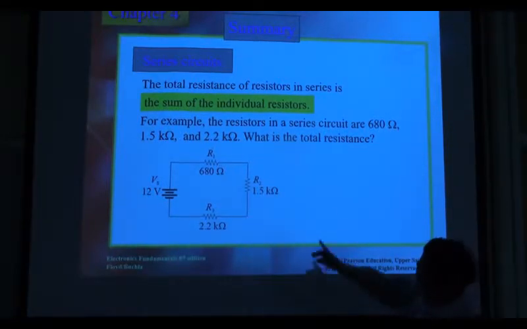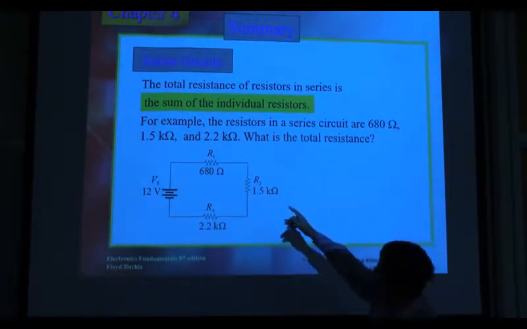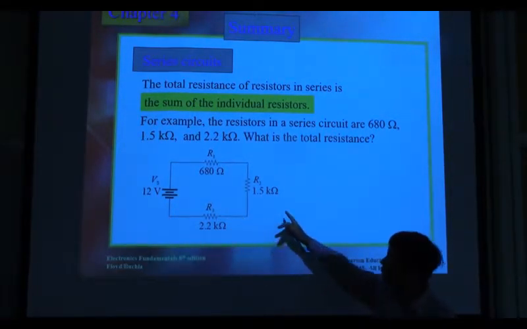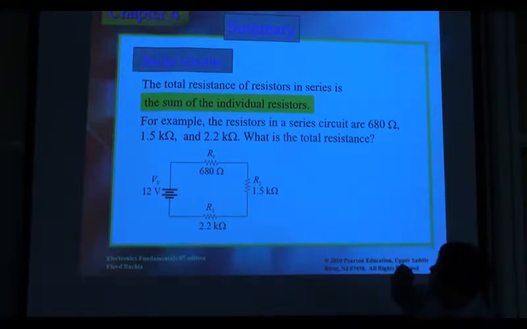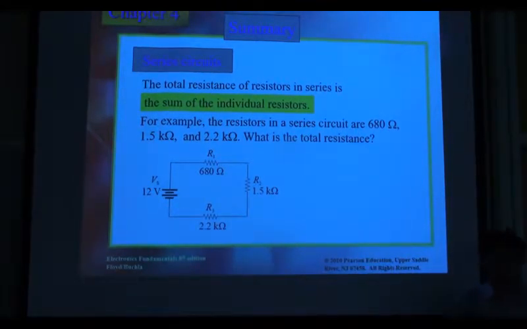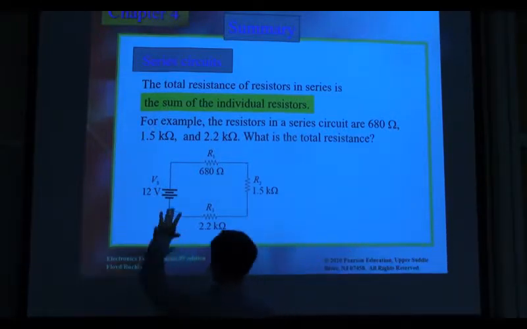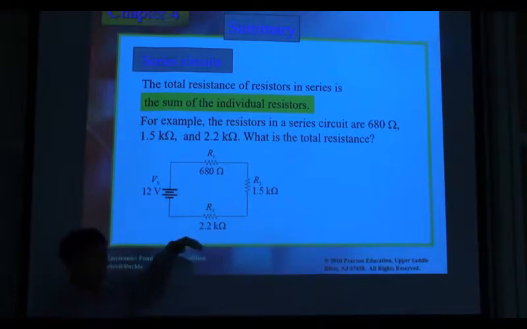What do we want to know? We are given these three numbers. Right? The first one is 680, the second one is 1.5 K, the next one is 2.2 K. What we want to know is what is the total resistance? How to calculate this one? First, you need to determine if this circuit is series. Is this a series circuit? Yes. Right? Series circuit, this is the source. All other three are the load.